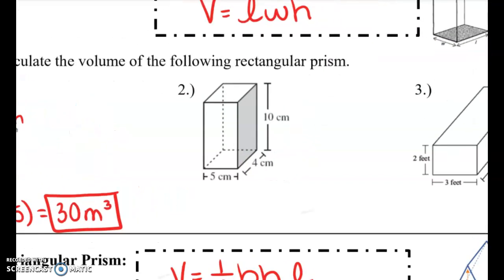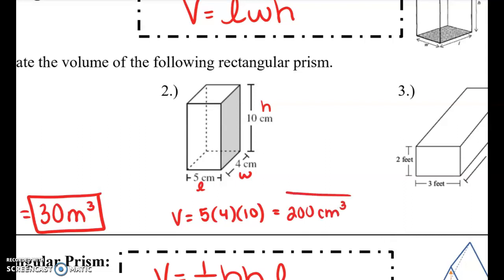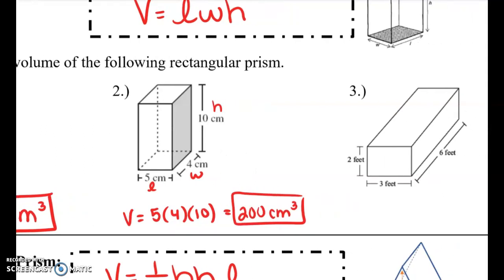All right, looking at the next one, I'll call this the height, I'll call this the length, and this the width. So length times width times height. Multiply all of those together, and I believe it gives me 200. Check it in my calculator. So 5 times 4 times 10. Yep, 200 centimeters cubed, because you're multiplying three numbers together.